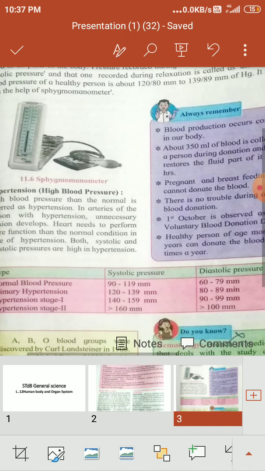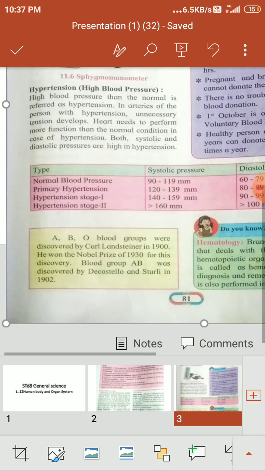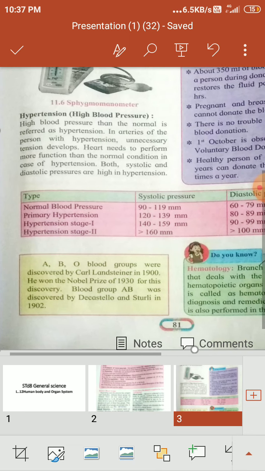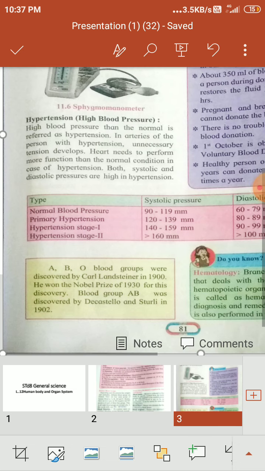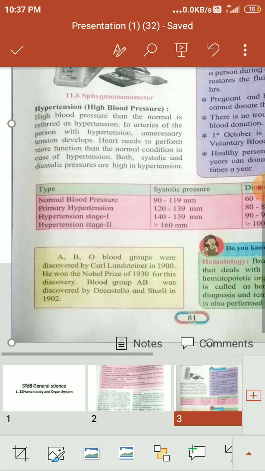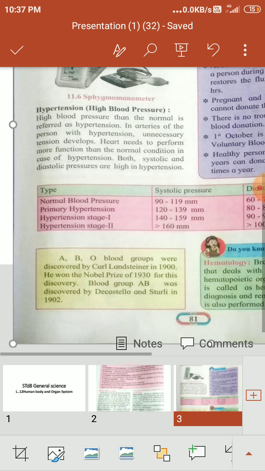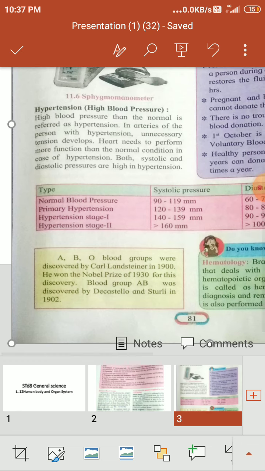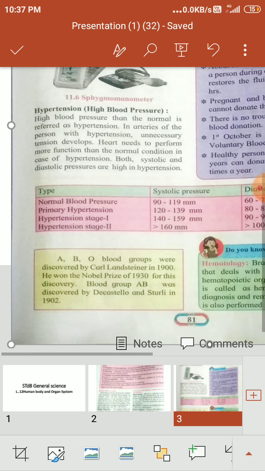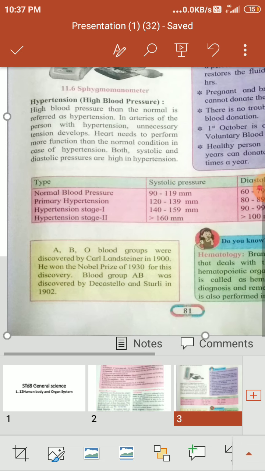Now, what is hypertension? We say it is very high BP. High blood pressure than normal is referred to as hypertension. In the arteries of a person with hypertension, unnecessary tension develops. The heart needs to perform more work than in the normal condition in case of hypertension. Both systolic and diastolic pressure are high in hypertension.